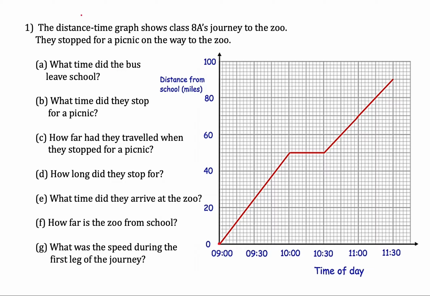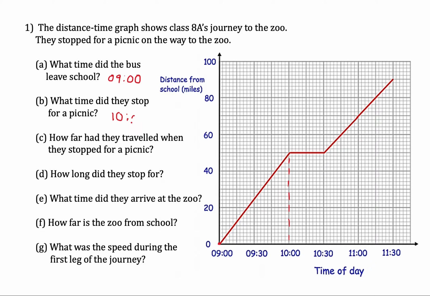Okay, so let's have a look at this first question. We've got a graph showing class 8A's journey to the zoo, and they stopped for a picnic on the way. So you can assume that this is the point where they stopped for a picnic, because that's the only point on their journey where they're stopped. Let's see if we can answer these questions. What time did the bus leave school? Nice and easy to see that the starting time there is 9 AM. I'm going to give it in the same format that they've given it on the graph. What time did they stop for a picnic? That would be at this stage here, so at 10 AM.